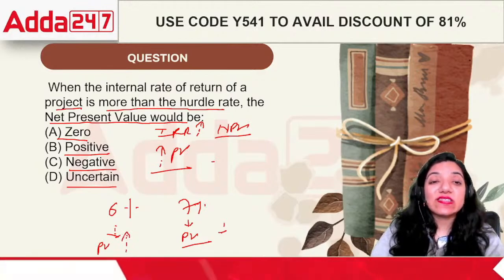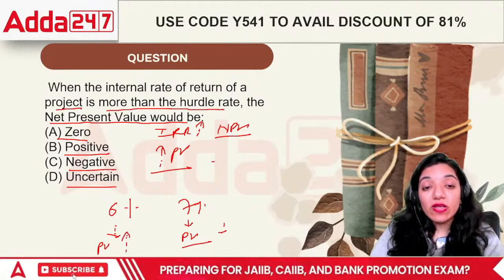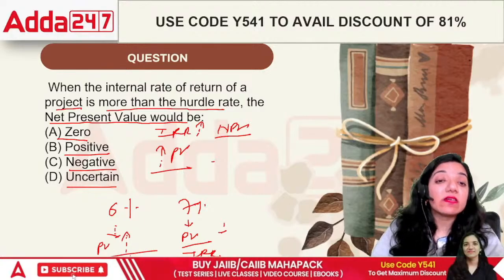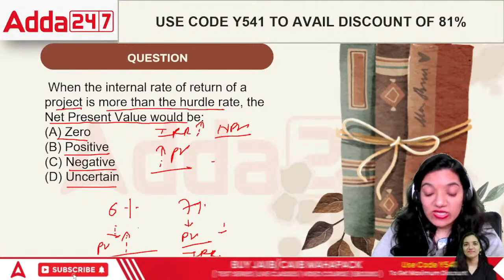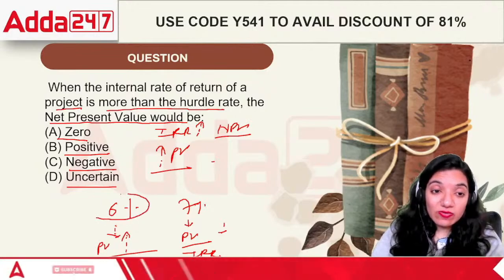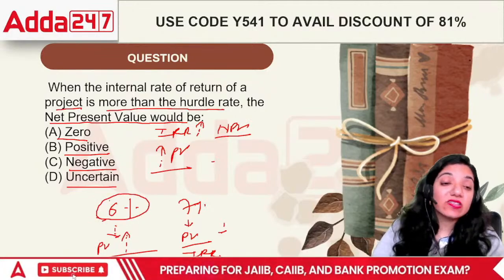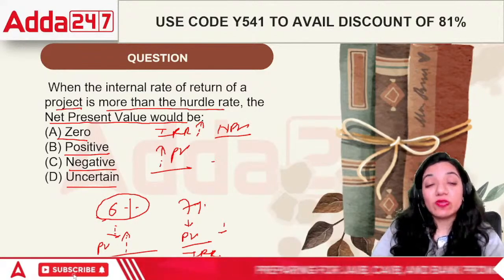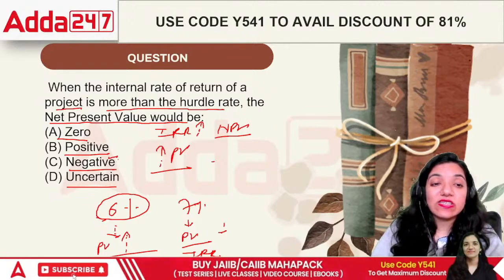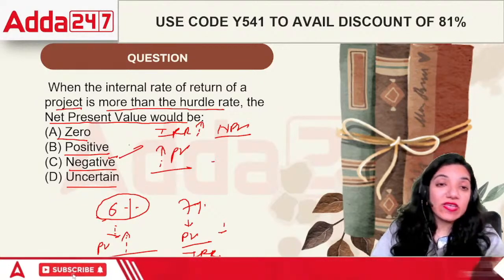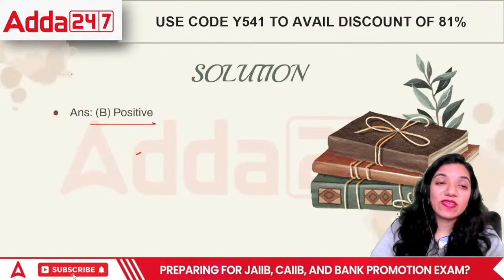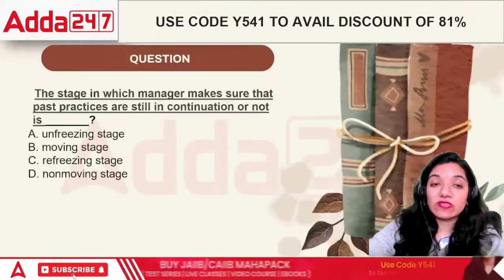So in this case, they are saying that when the IRR is more, the IRR is standing here, and the organization is ready to pay at a hurdle rate of basically 6%. In this case, this one would be more beneficial because they are giving more money to the business. This will be positive, not negative. It would be B. That is, it would be positive.